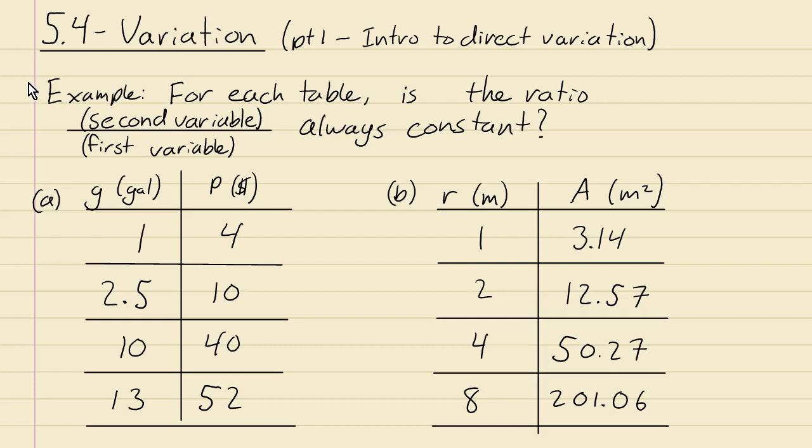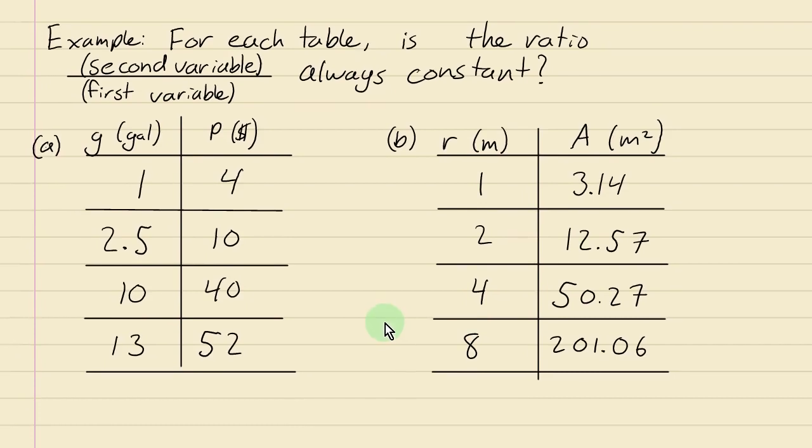So, this section is about variation, which sounds like just variables, but it's a specific kind of equation we're going to look at. Specifically, something called direct variation, which is what this video is about, and later on, inverse variation. So, anyways, let's look at this example first, where we've got a couple situations, and we want to see, is this ratio here, the second variable divided by the first variable, always constant? And I'll just describe what these situations are here.